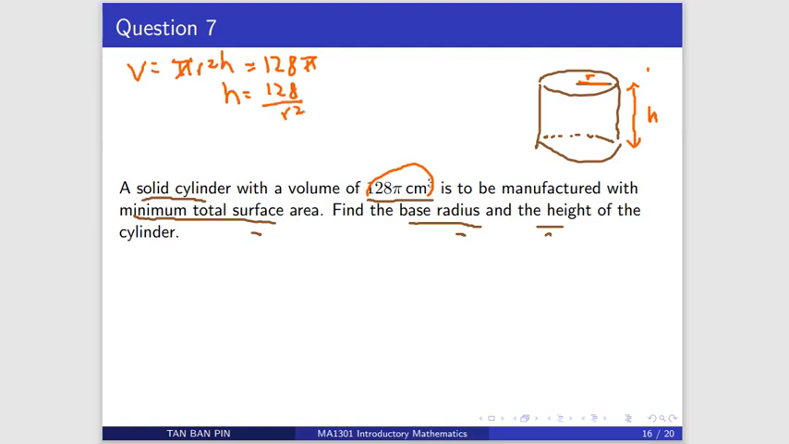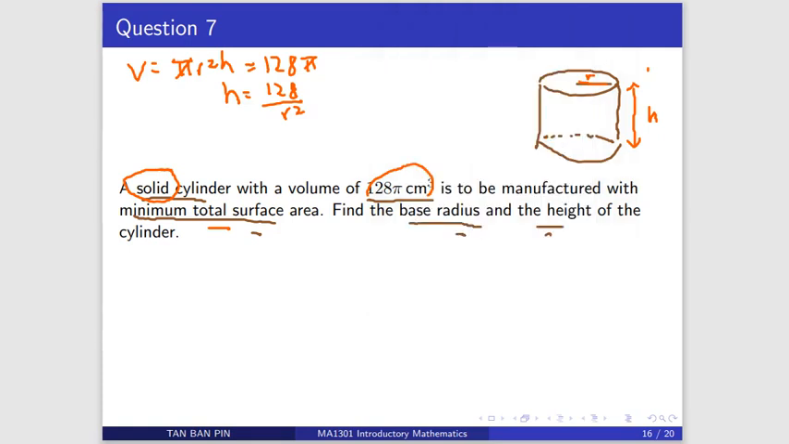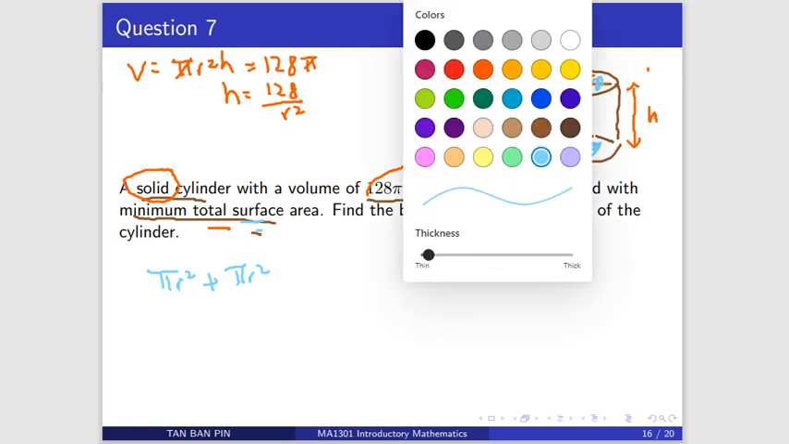And you want to minimize the total surface area. Because it's a solid, when you read the question, just be careful. When it's solid, that means you can look at the top part and the bottom part. Top part is a circle, bottom part is a circle. The circle area is πr², so top and bottom will be πr² plus πr². And then after that, you look for the curved surface.